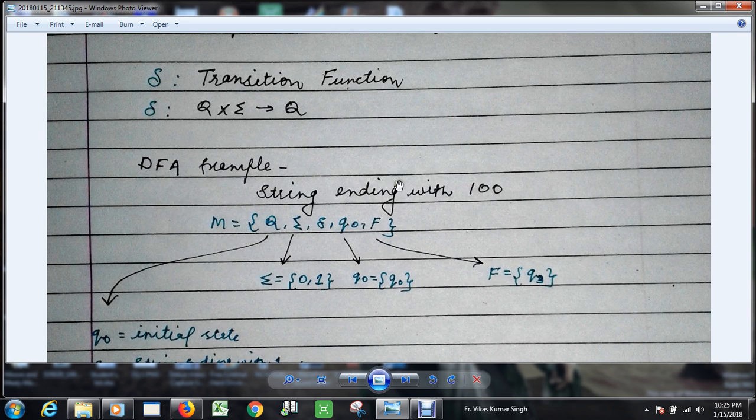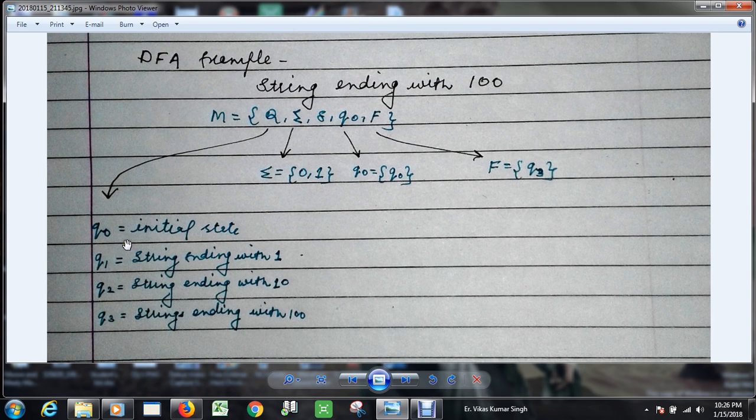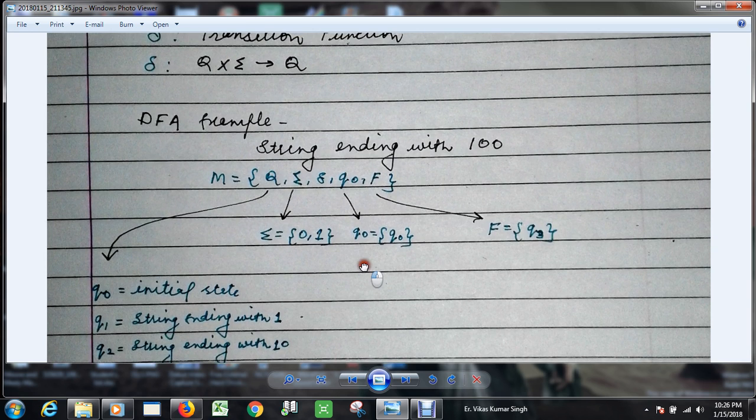Now check the example. DFA example: strings ending with 100. This is our question. According to our question, we will make the machine's tuples. According to our DFA definition, machine equals Q, sigma, delta, Q0, F. Q is the states, so according to our question, we will create the states: four states, Q0, Q1, Q2, Q3. Q0 is the initial state. Q1 is strings ending with 1. Q2 is strings ending with 10. Q3 is strings ending with 100. Our states are finished.